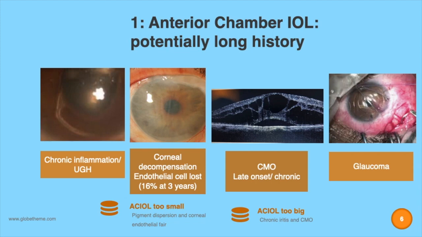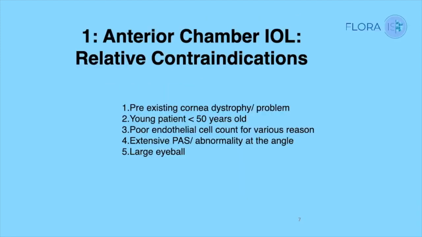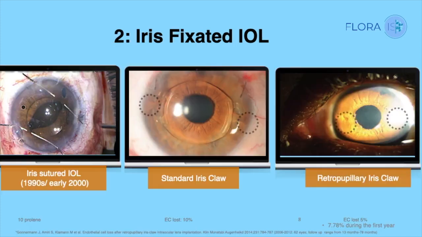Although there are various sizes of ACIOL, the ones that are available in hand for us is usually one size. In other words, one size fits all types of eye. Hence, post-op sequelae will be exaggerated if the ACIOL is too big or too small for the patient. Therefore, there are relative contraindications for some cases, such as patients with poor cornea, young patients, abnormal angle, or very large eyeball.